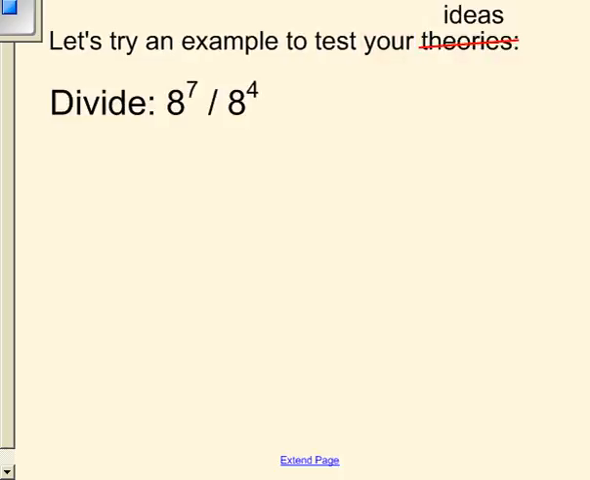So the next slide, same thing. We're going to replace theories with ideas. And here again, what I should do next time is make my examples neater. My division sign wasn't all the way through underneath all the 8s, and I have to use dots again instead of the actual multiplication x signs.